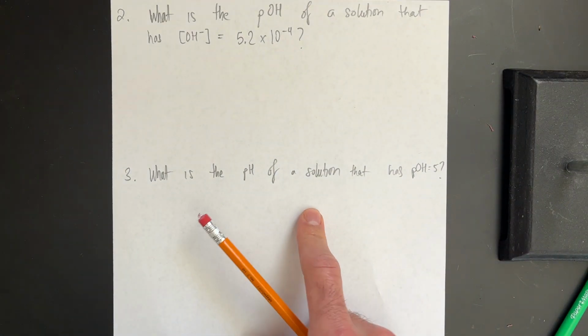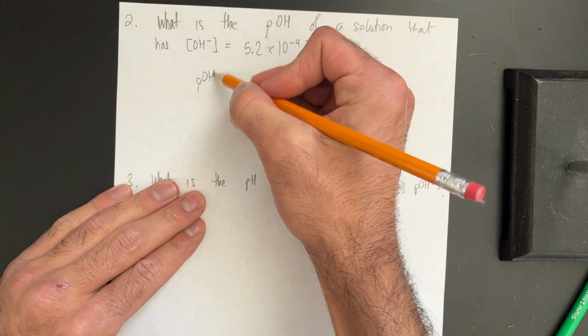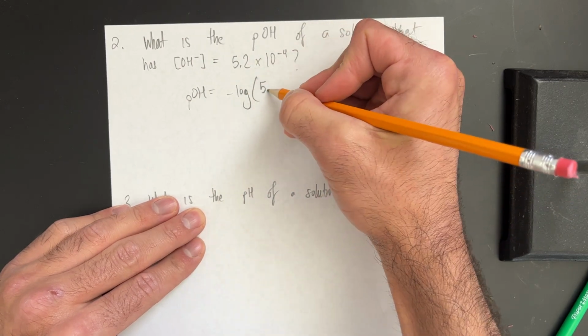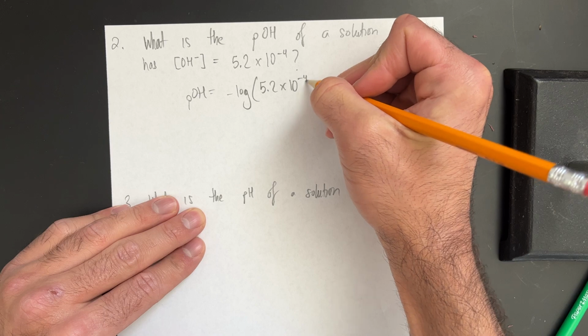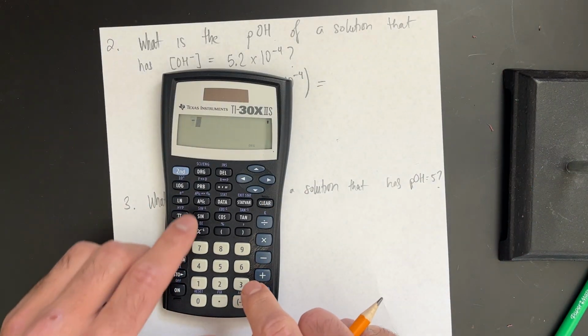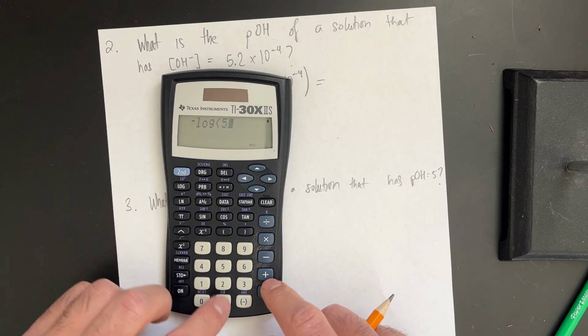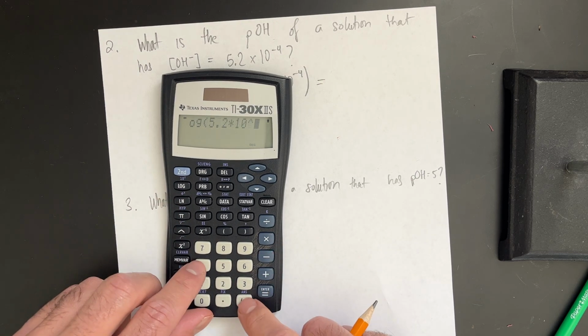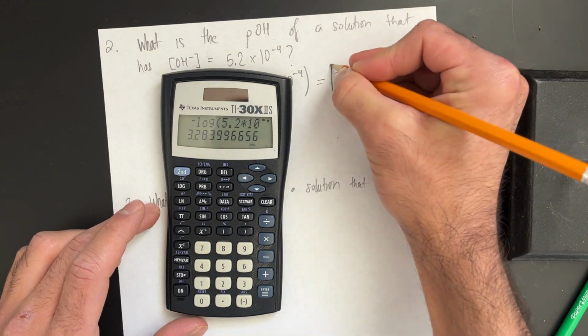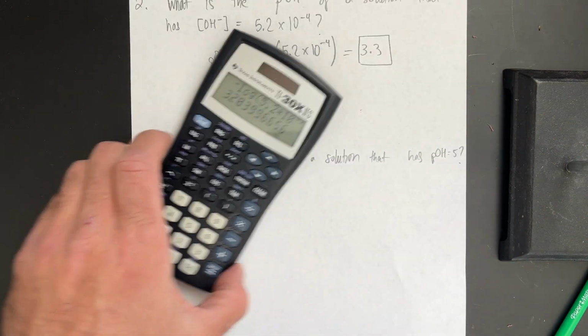How about pOH? Well, pOH is going to be equal to negative log of the concentration of OH-. Here it's 5.2 times 10 to the negative 4. And so what you will get, if you put that in, negative log of 5.2 times 10 to the negative 4 is equal to 3.3 approximately. So the pOH here is 3.3.